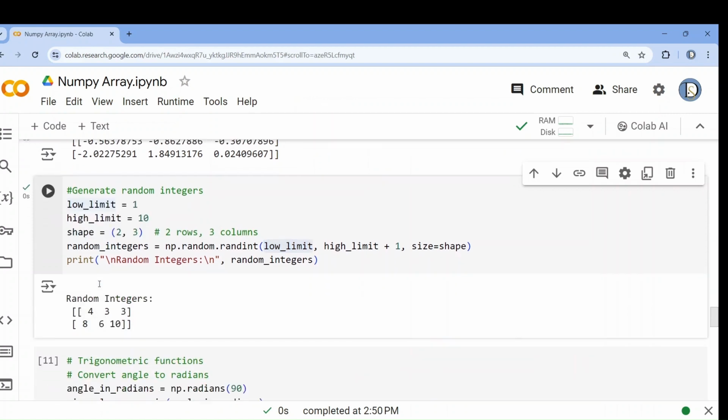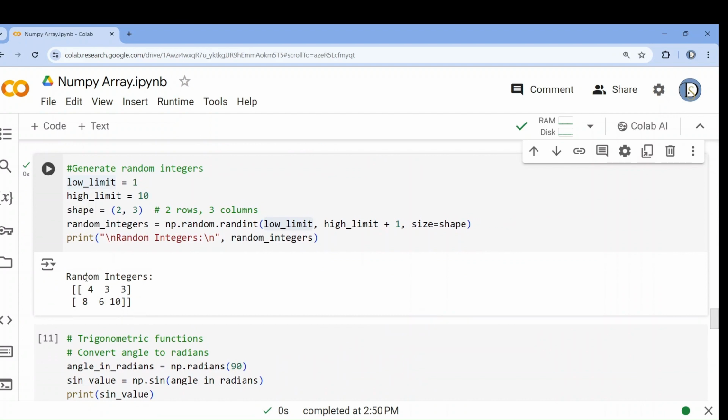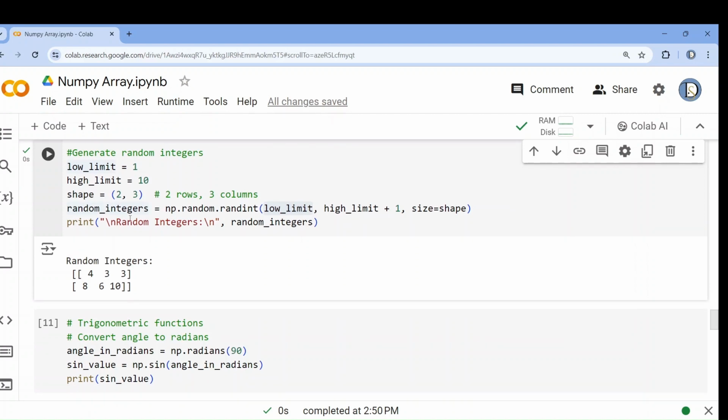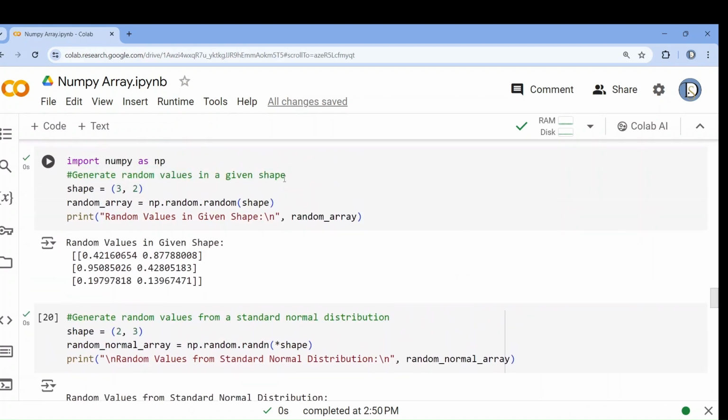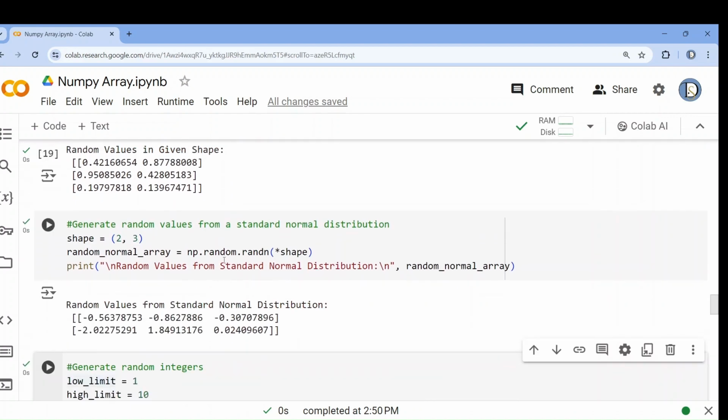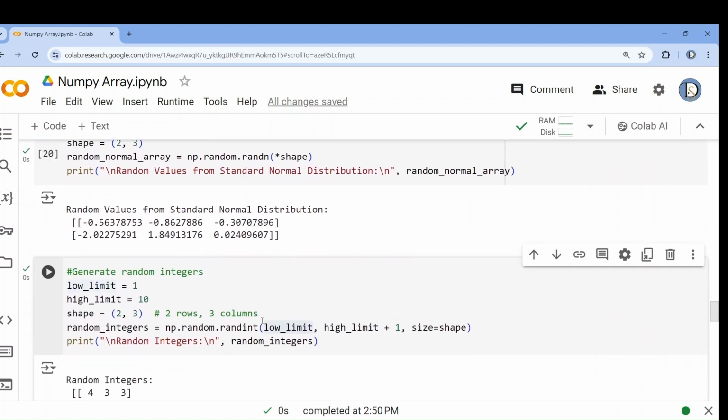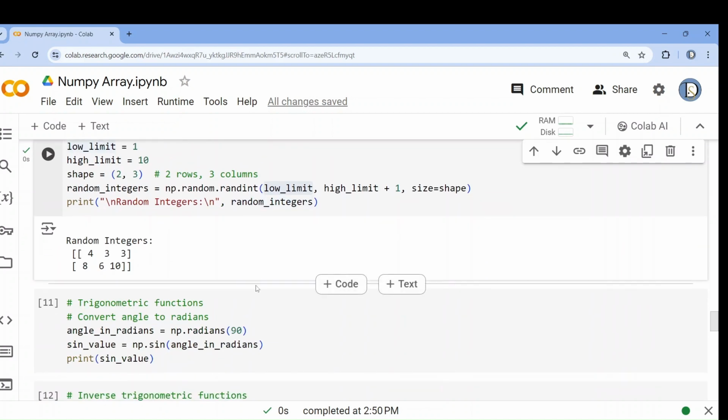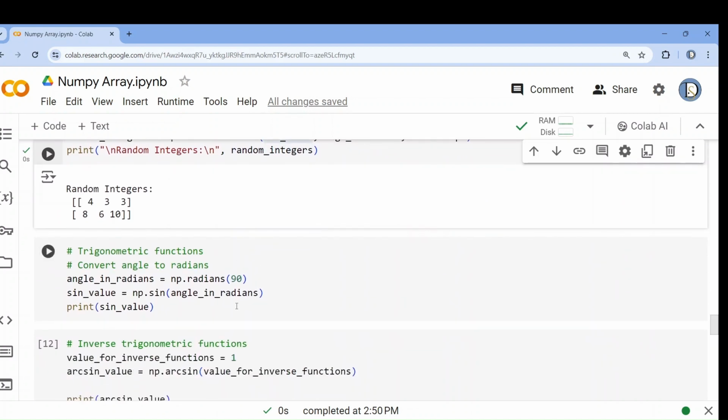Now let me run this one. See, these are all integers but randomly generated. And all of them following the rules. Low limit 1, high limit 10. See here, so within 1 to 10, all the numbers are randomly generated following the shape. Okay, so you have learned 3 functions, random.random, random.randn, random.randint. Fine. Now let's understand some trigonometric functions we can do using NumPy.